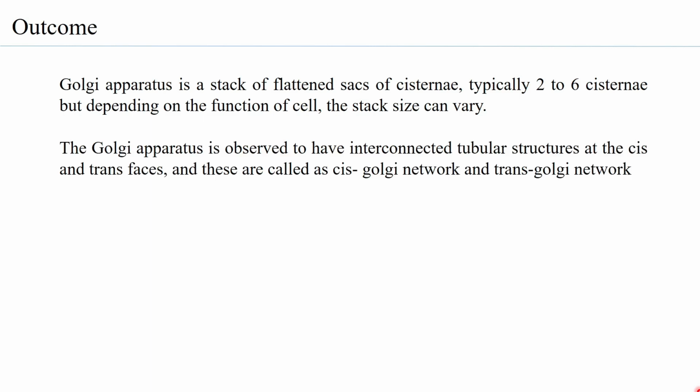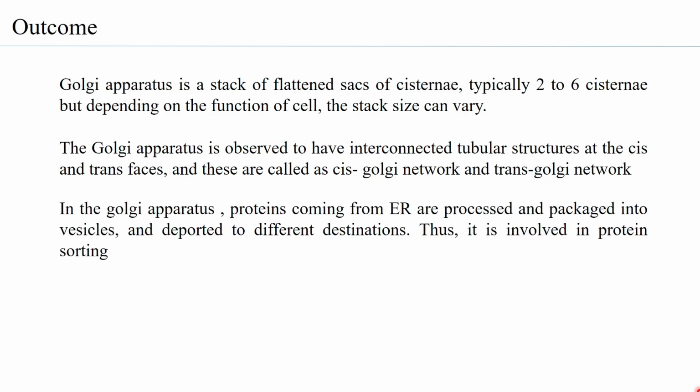The Golgi apparatus is observed to have interconnected tubular structures at the cis and the trans phase especially, and such networks that are formed are called the cis Golgi network and the trans Golgi network. In the Golgi apparatus, proteins coming from the endoplasmic reticulum are processed and packaged, and then sorted into different vesicles, and those vesicles are deported to different destinations. Thus, it is involved in what is termed protein sorting.